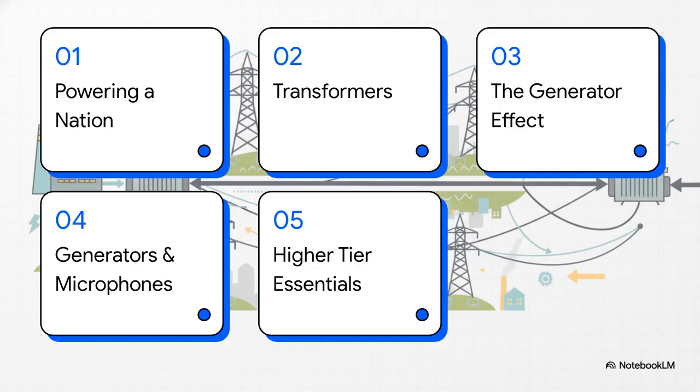So here's our game plan. First up, we'll look at the massive problem of just moving power across a whole country. Then we get to meet the real heroes of the story: transformers. After that, we're going to go right back to basics and see how we actually make electricity in the first place, using something called the generator effect. We'll look at some real-world examples, and then, finally, we'll wrap it all up with a neat checklist of the absolute essentials you need to know for your exams.